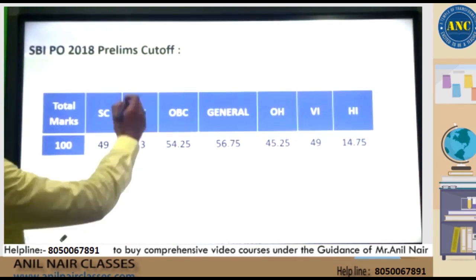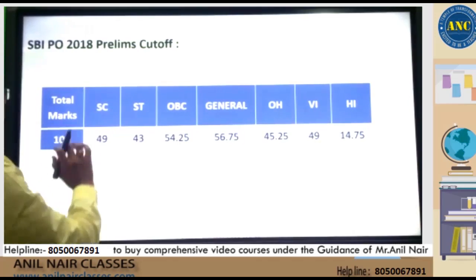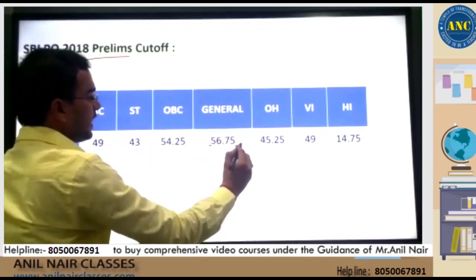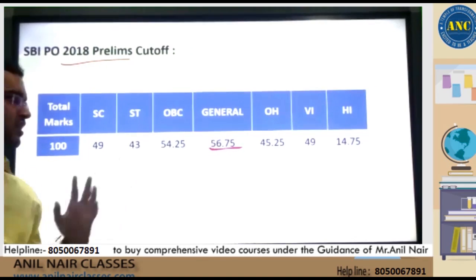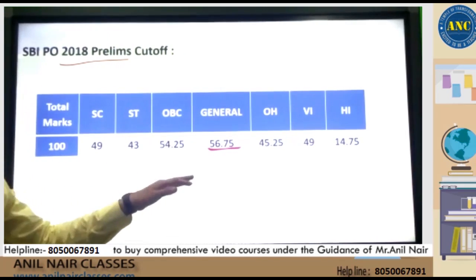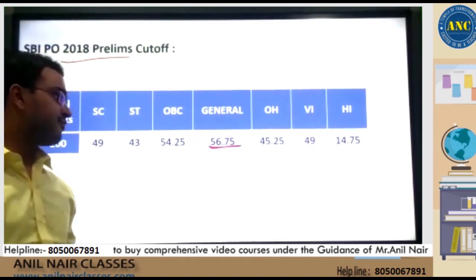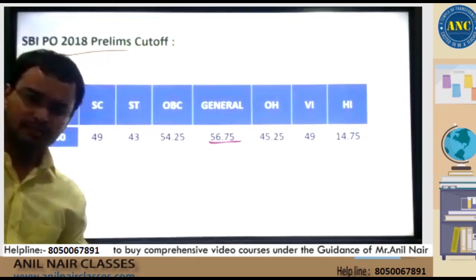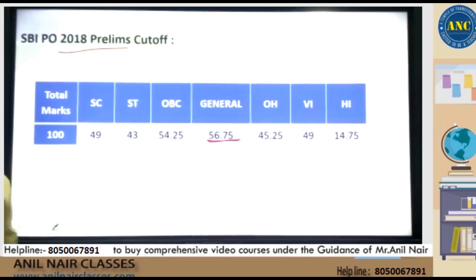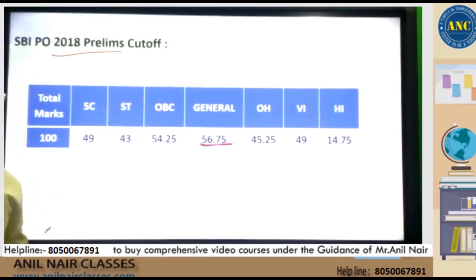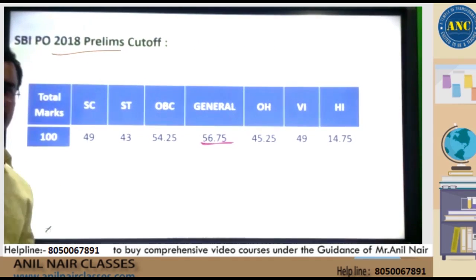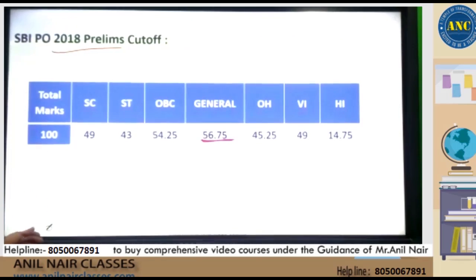Now we'll look at the cutoff from the previous year. The cutoff in the previous year for the general category was 56.75, that is for prelims. So this year you can expect it to be somewhere between 54 to 60. Every year it varies somewhere between 54 to 60. So this year also it is expected to be between 54 to 60.